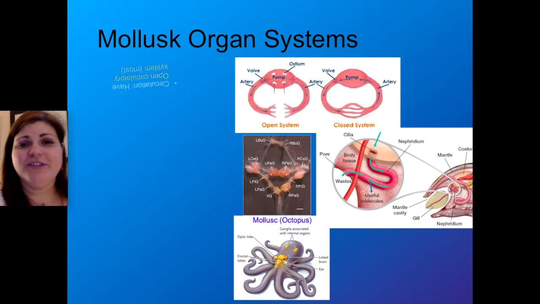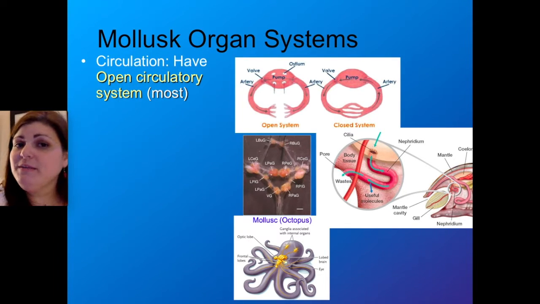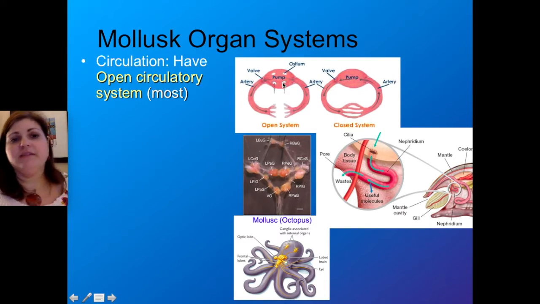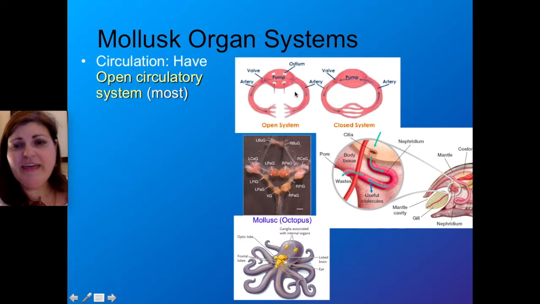Mollusks also have a circulatory system. Most of them have an open circulatory system. So if you recall from our beginning animal notes, open circulatory system means that they have a heart, so a pump, that pumps the blood flow and keeps it moving and circulating. However, it's open because it opens into where their organs are and it bathes their organs in the blood, but it's not contained in vessels. That's better than not having a heart, but it's much more effective to have a closed circulatory system.